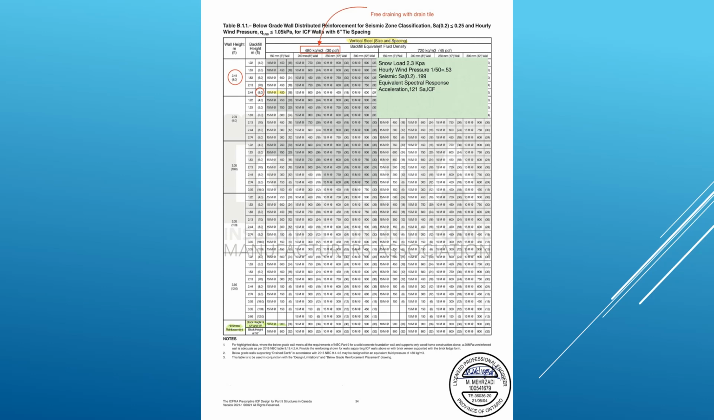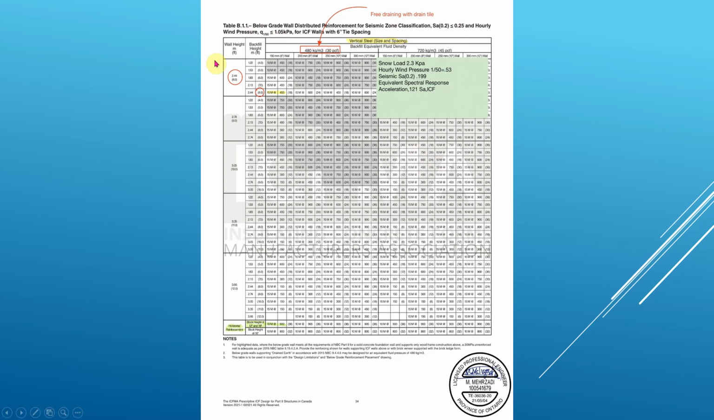Okay, so here's where we get into the below grade wall distribution reinforcement, seismic zone. That's where you need to know your seismic zones, less than 0.25, and your hourly wind pressure, right, with 6-inch tie spacing. So that's where all that information that you have comes in. And once you get that for your local area, it's fairly straightforward.